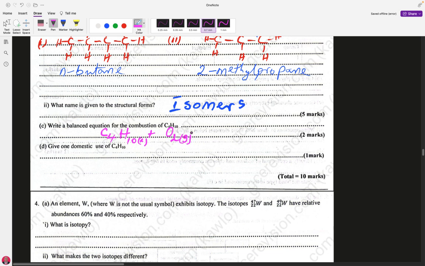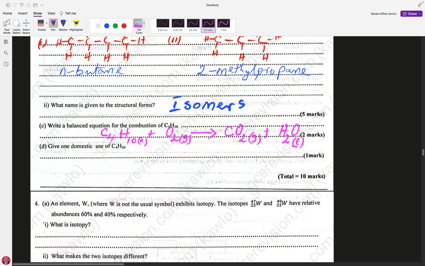When it reacts, what becomes the product? If it is complete combustion, a balanced equation for the complete combustion, it will give us carbon dioxide. But if it is incomplete combustion, it is carbon monoxide. So now we have carbon dioxide, which is a gas, and a molecule of water that is being released.